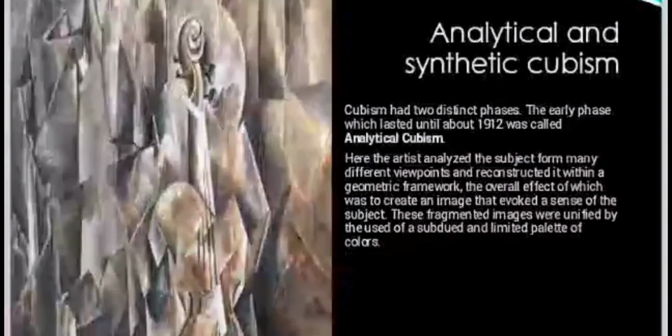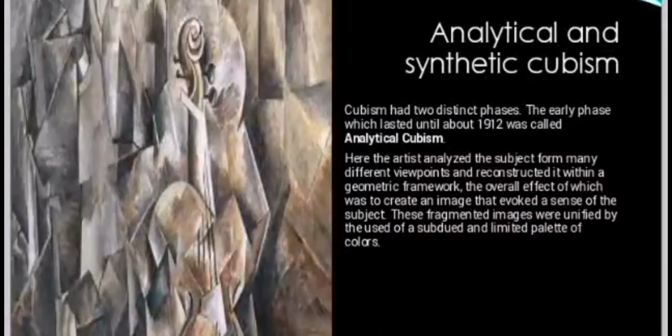Analytical and synthetic cubism. Here, the artist analyzed the subject from many different viewpoints and reconstructed it within a geometric framework, the overall effort of which was to create an image that evoked a sense of the subject. These fragmented images were unified by the use of a subdued and limited palette of colors.